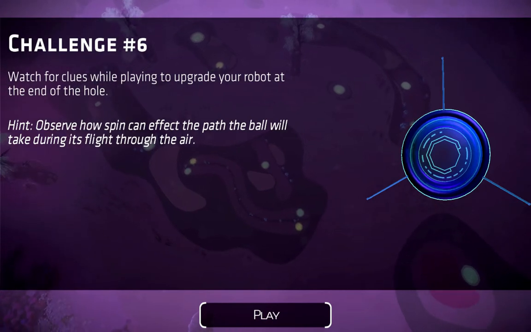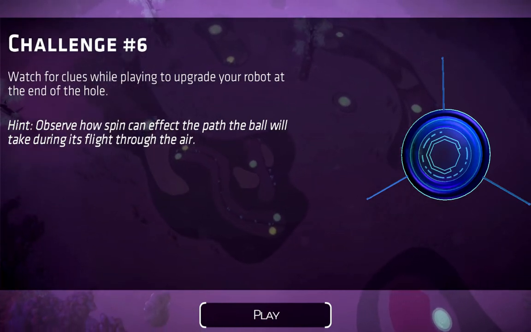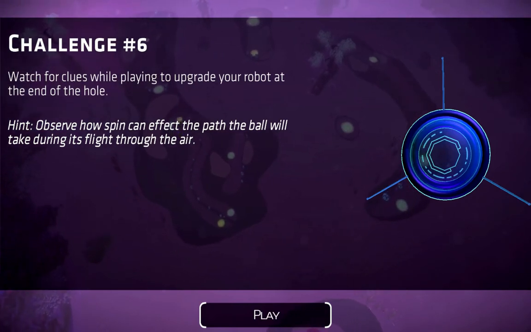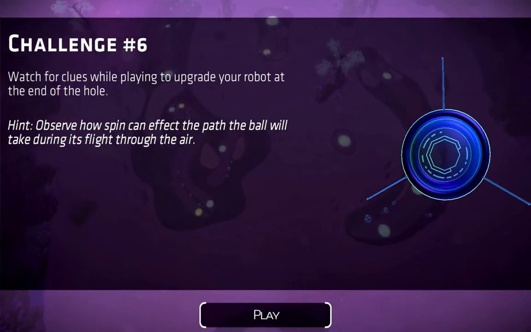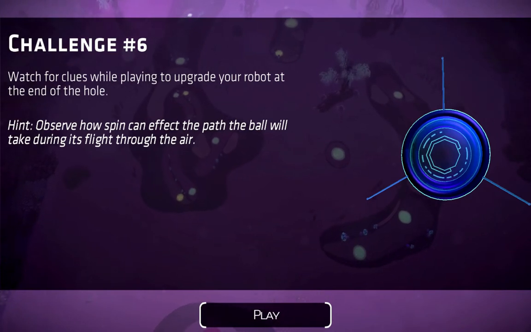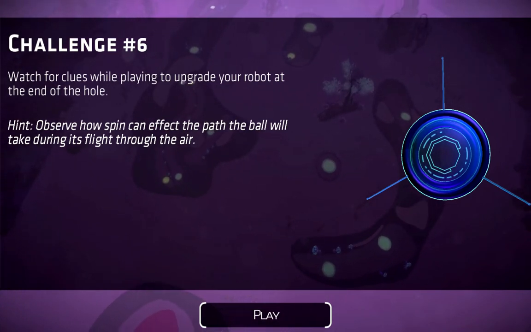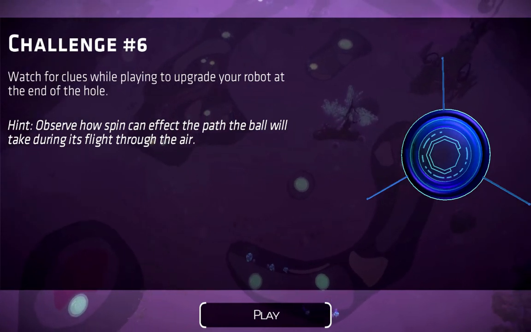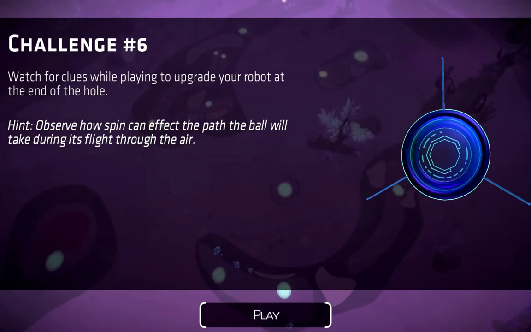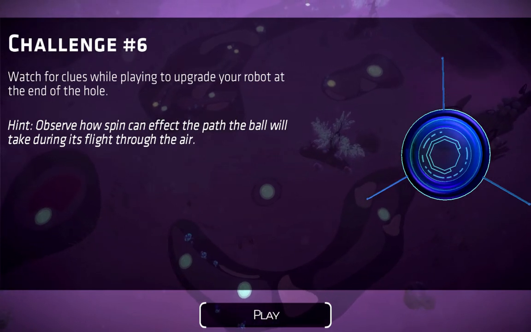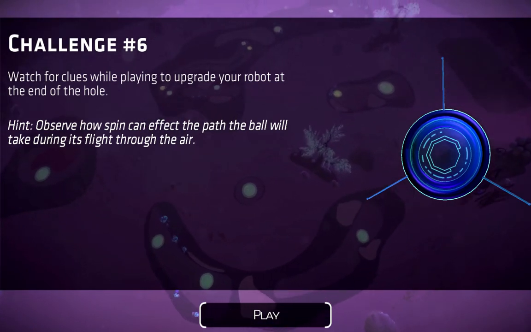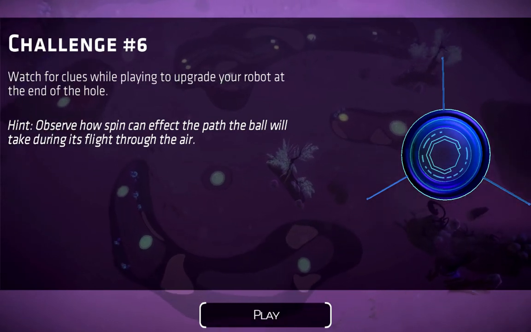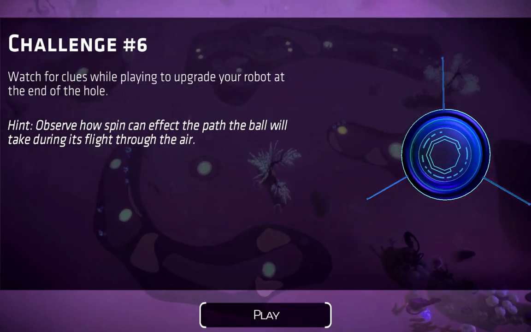Okay, so this is the final hole on the second planet. The hint is telling me to observe how spin can affect the path the ball will take during its flight through the air. So this is a nice progression because we've been scaffolding these concepts as they go along. They're constantly building off each other. We started on this planet with just the net forces, and then we saw how we can take those forces and add them and get the net force. And now we're actually seeing how spin with an atmosphere layer will affect the flight path of the ball.